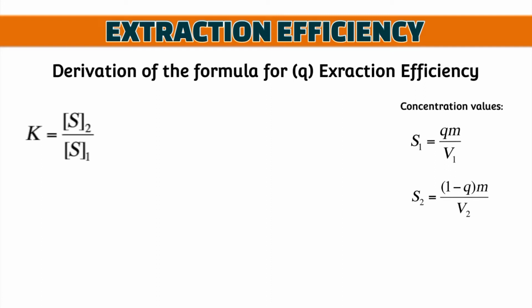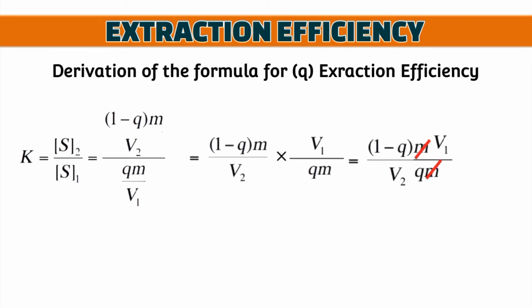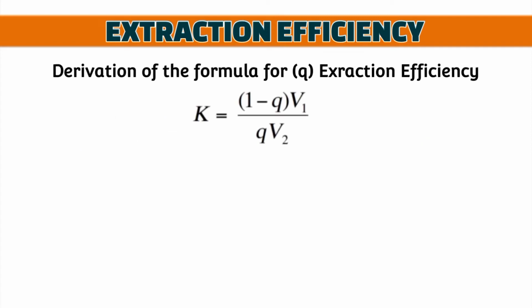in that formula. The concentration of solute in phase 1 is equal to Q times M over V1, while the concentration of solute in phase 2 is equal to 1 minus Q times M over V2. Substituting those concentration values of S1 and S2 in the formula of the partition coefficient will give us this equation. Simplifying it will give us K equals (1 minus Q) times V1 over Q times V2.